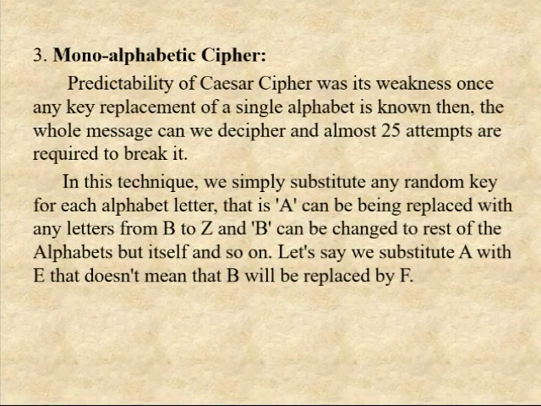In this technique, we simply substitute a random key for each alphabet letter. That is, A can be replaced with any letter from B to Z, and B can change to the rest of the alphabet except itself, and so on. Let's say we substitute A with E. That doesn't mean that B will be replaced by F. This is the monoalphabetic cipher.